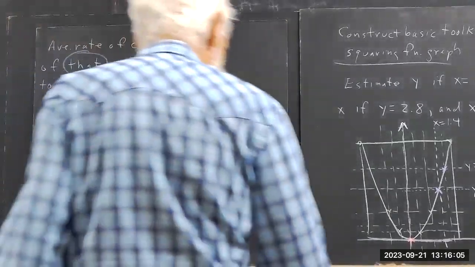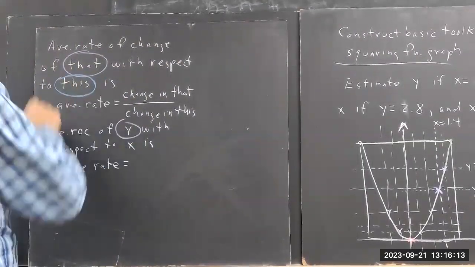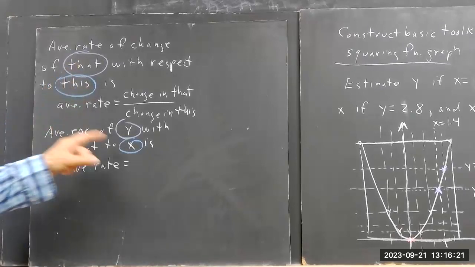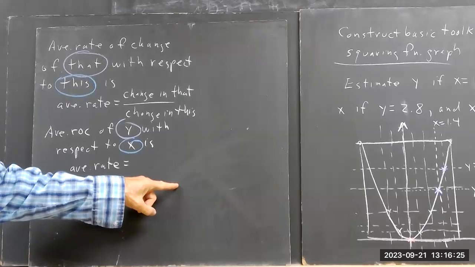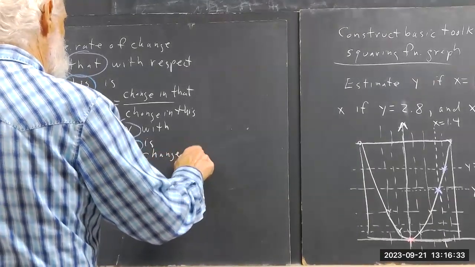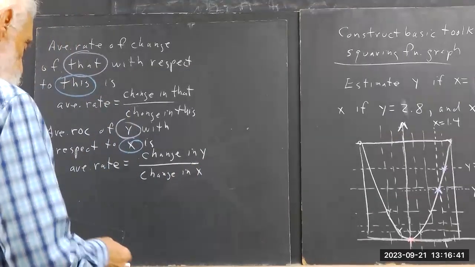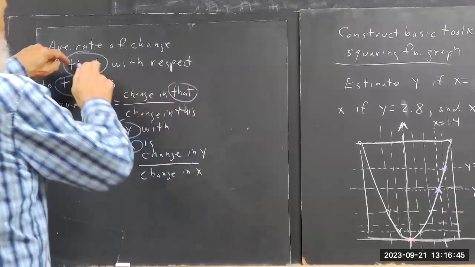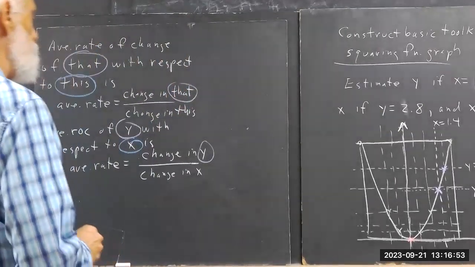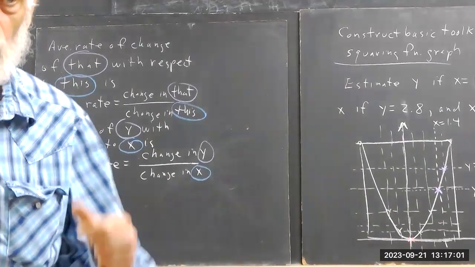Where's my orange chalk? I need a different color. Okay, so whatever words replace that and this determine what you're going to do for the average rate of change. The average rate is then change in y over change in x. That, y. Blue chalk. Oh, here it is. This, x.